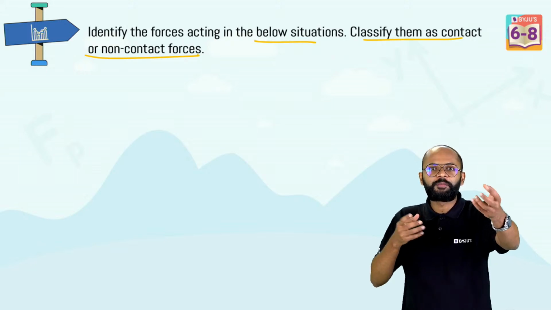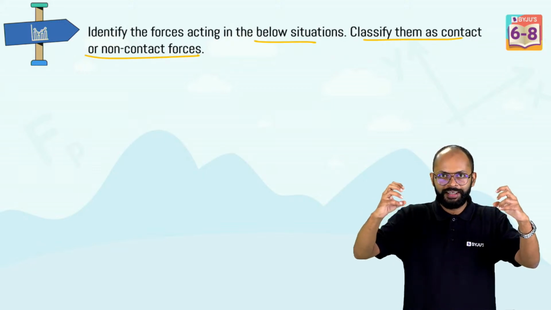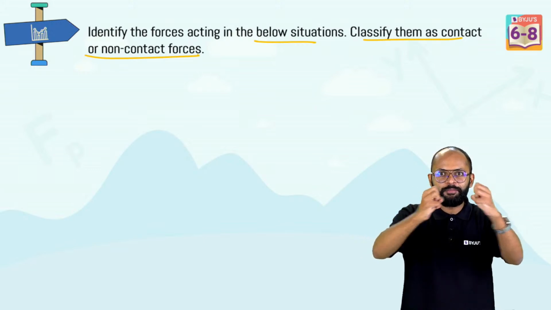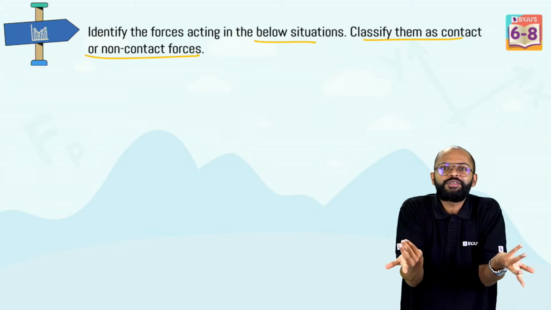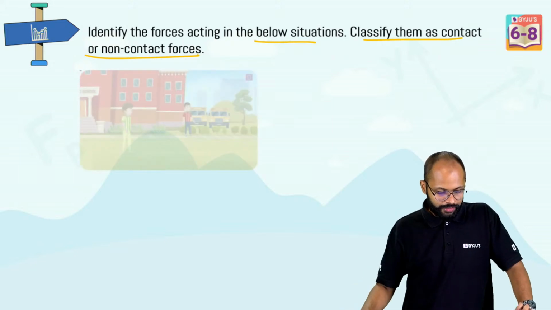Repulsion is what? If you bring two like poles, they will push each other. If you bring two unlike poles, they will pull each other. Repulsion is pushing, kind of, right? Ready? Okay. First one.